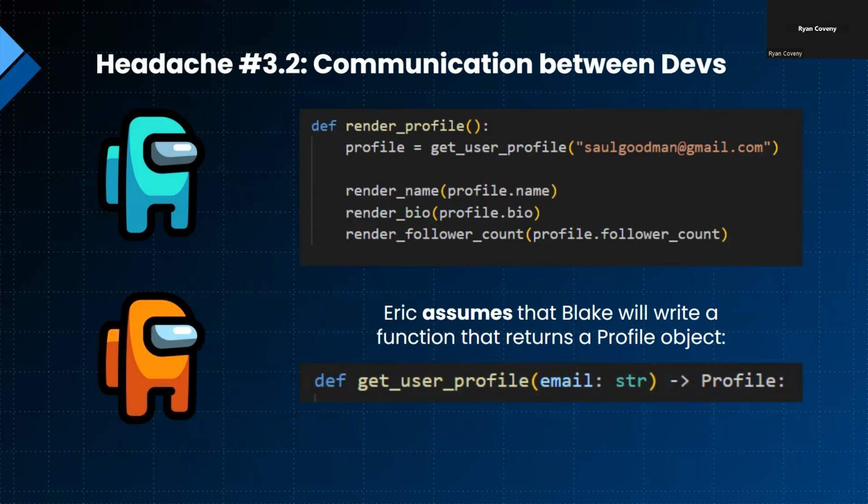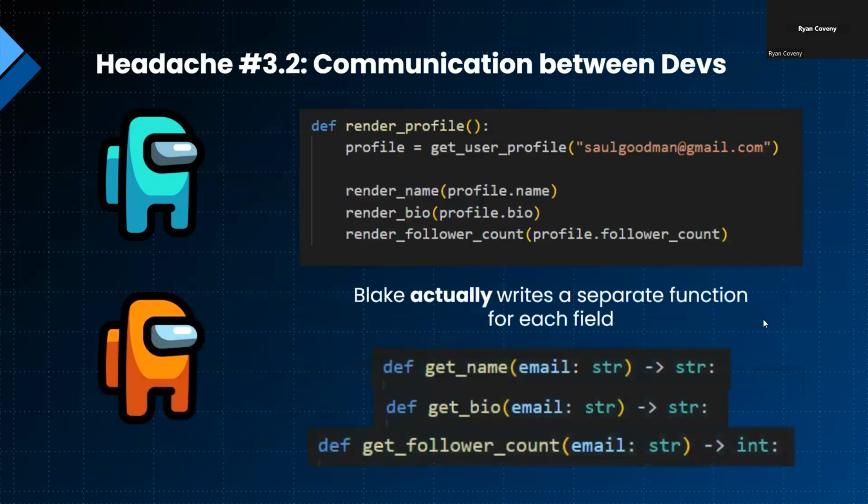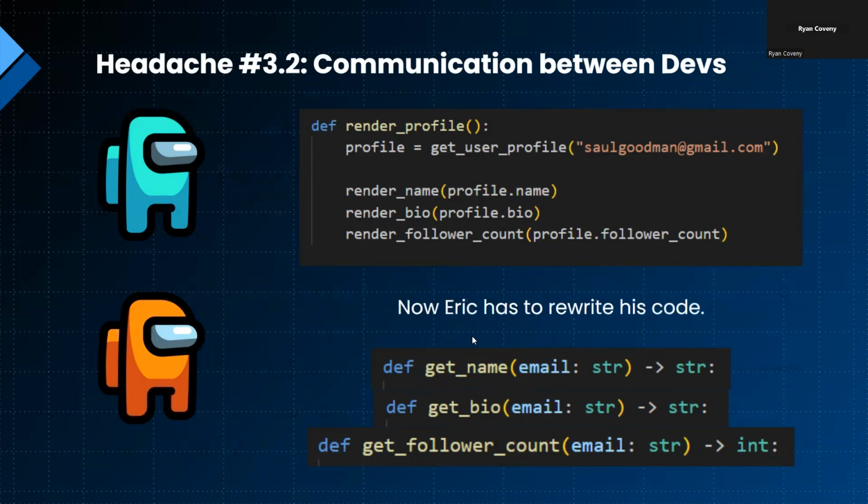And that is a good way to ruin your life as a software developer, because now Blake is going to turn around and write a separate function for each field. And now, instead of this single object, Eric has to make a separate function call for each field, which would have been fine if they agreed to that before. But they didn't. And now Eric has to go back and rewrite his code.